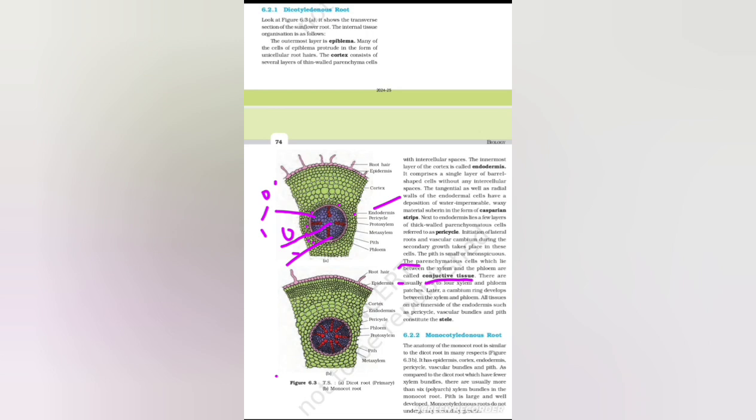This cambium is responsible for the secondary growth because this cambium contains meristematic cells and these cells are later responsible for the secondary growth.